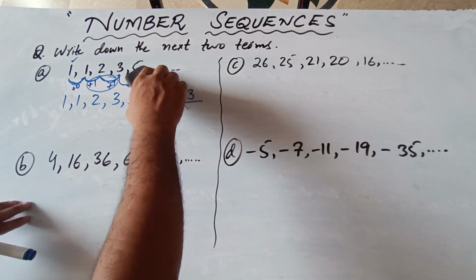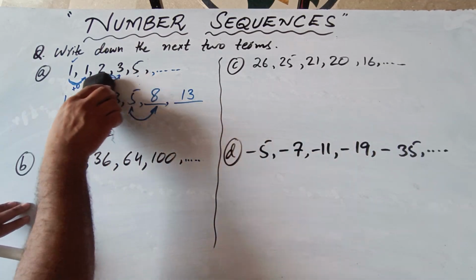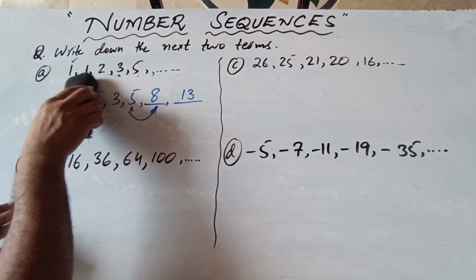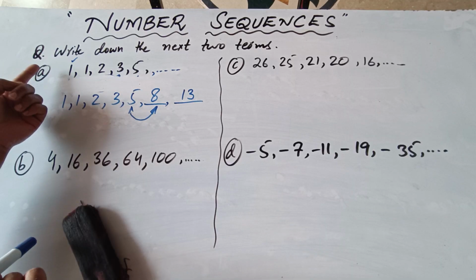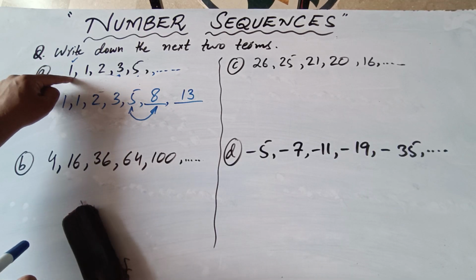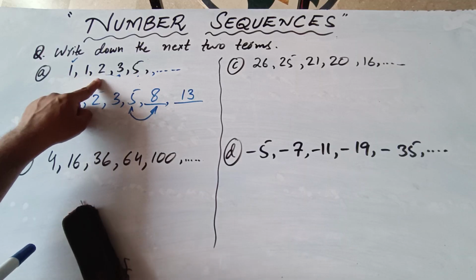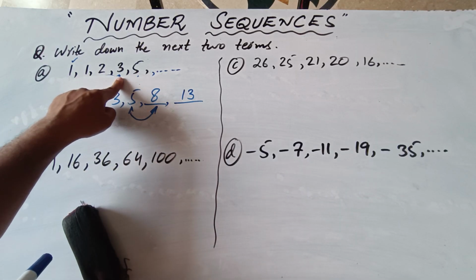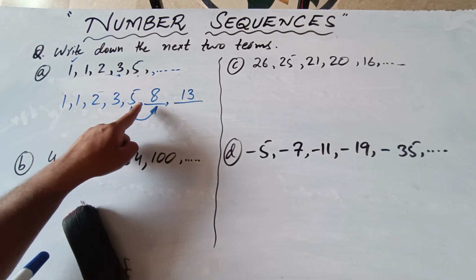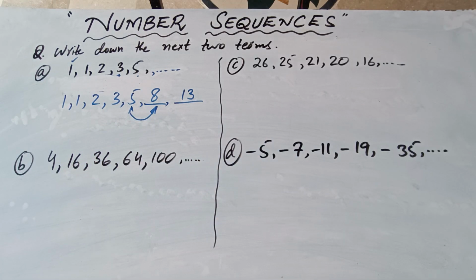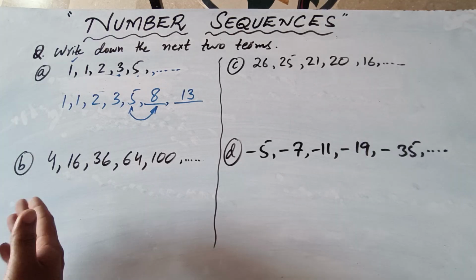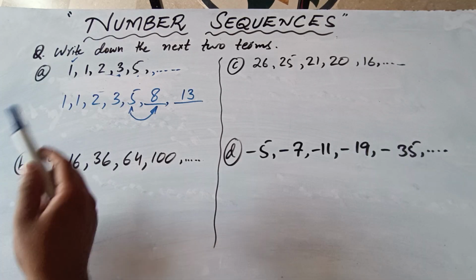So that's why we need to think from a different perspective. If we add before 1, it is 0, and 0 plus 1 is 1, that's why we are getting 1 over here. Then 1 plus 1 is 2, then 2 plus 1 is 3, then 3 plus 2 is 5, then 5 plus 3 is 8, and 8 plus 5 is 13. So this is how we can analyze or reanalyze the mistakes which we have done.